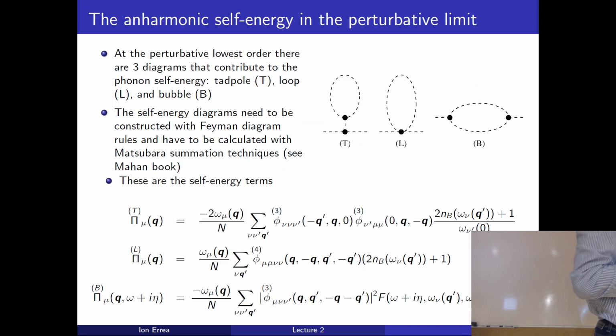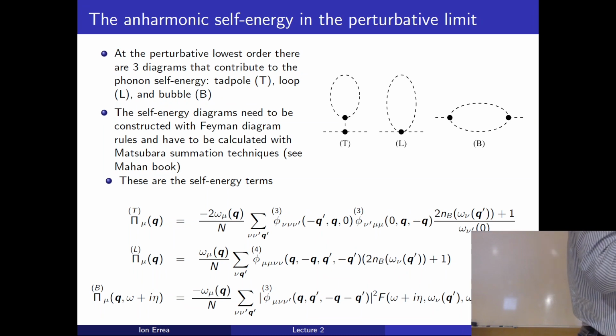When we do perturbation theory on anharmonicity, this is what we are supposed to do. At lowest order of perturbation theory, we build from the harmonic solution, calculating our Taylor expansion at the positions that minimize the Born-Oppenheimer potential. And we should calculate these three Feynman self-energy diagrams. This is called the tadpole, this is called the loop, and this is called the bubble.